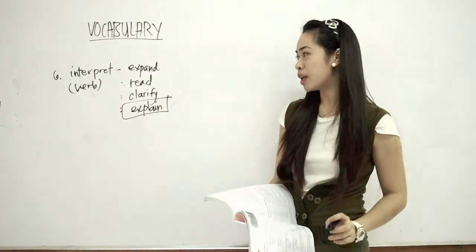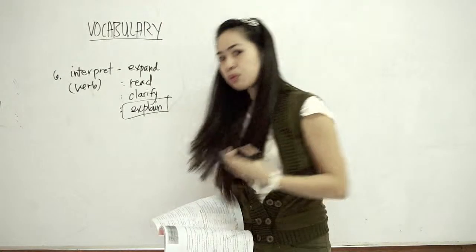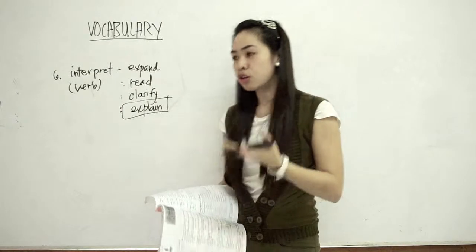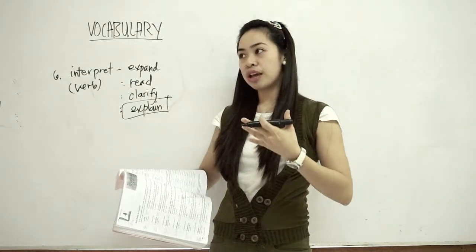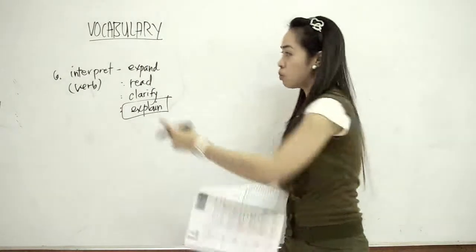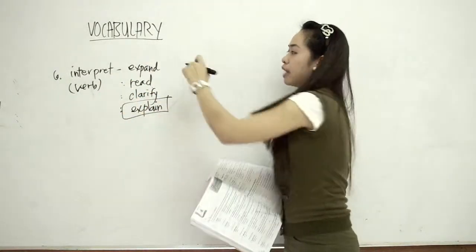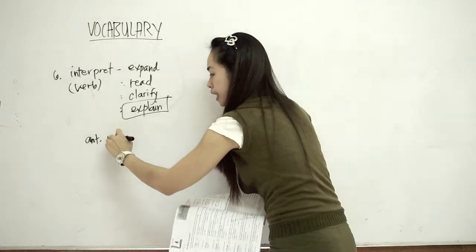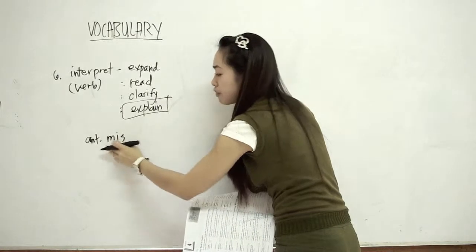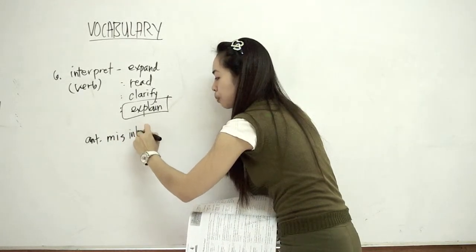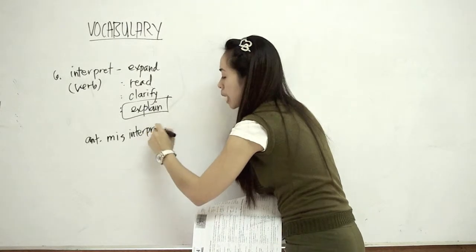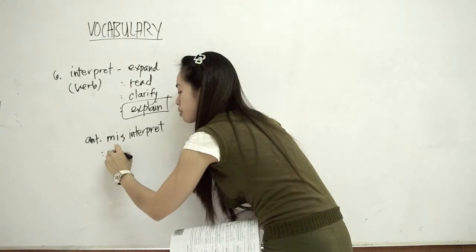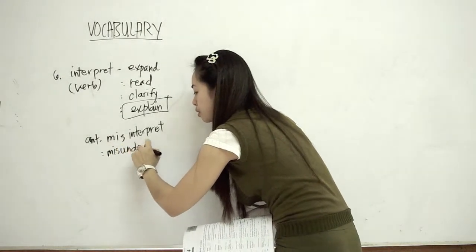When we say interpret, you're trying to rephrase the word. You're trying to say it again in a very good way. You're trying to elaborate more. You were trying to give more information. So we call that interpret. The antonym for this word would be, from the word interpret, simply put the prefix mis plus the word interpret. It will become misinterpret, meaning negative. Or simply misunderstood.